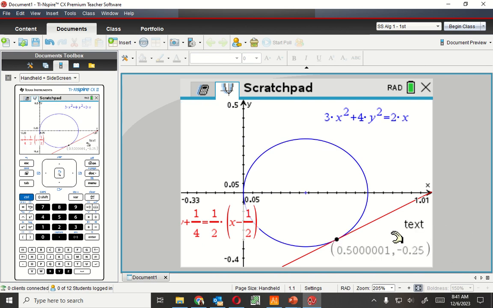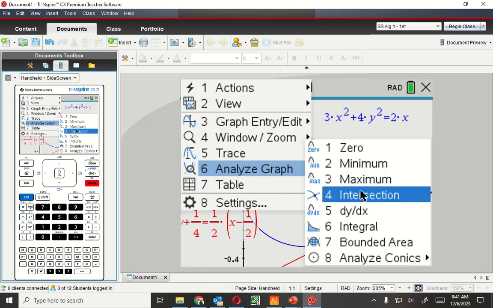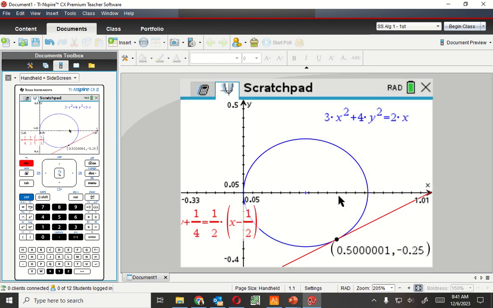All right, so now what I did is I went to menu, analyze graph, and I did intersection. And so right here, it gave me the point of the intersection, which is going to be 0.5. Because the approximation thing, it actually tries to throw it way down here. If you see something like this, my answer is just 0.5. So that's 1/2 here, a positive 1/2, minus negative 0.25, which is my negative 1/4, right? Just as decimals, there it is.